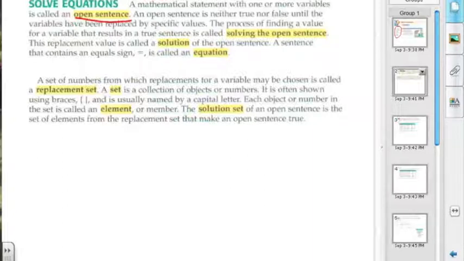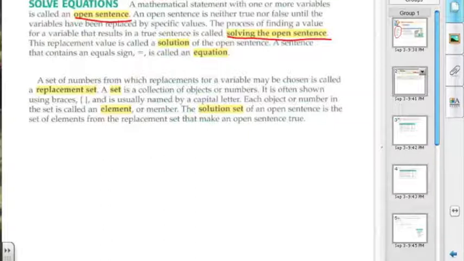The process of finding a value for a variable that results in a true sentence is called solving the open sentence. Your parents probably remember this as the plug and chug method. The replacement value is called the solution of the open sentence. The ones that are true, that's the solution. The ones that are false, they're not a solution. A sentence that contains an equal sign is called an equation.